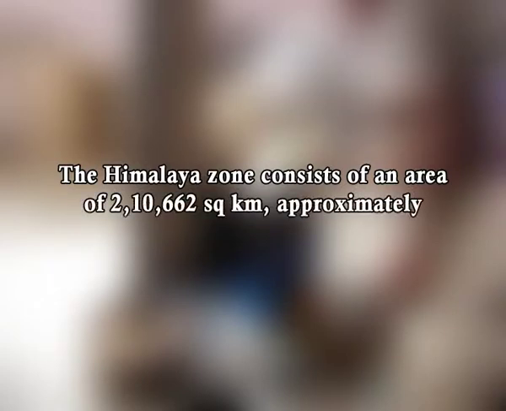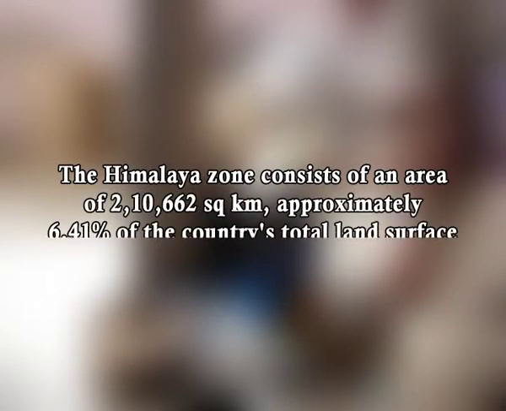Number two, Himalaya. The Himalaya zone consists of an area of 2,10,662 square kilometers, approximately 6.41% of the country's total land surface.